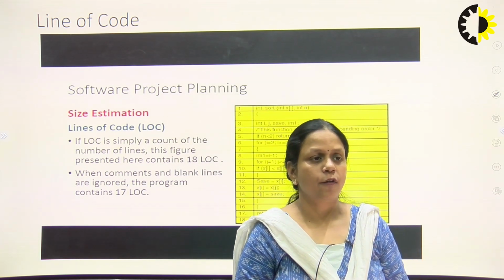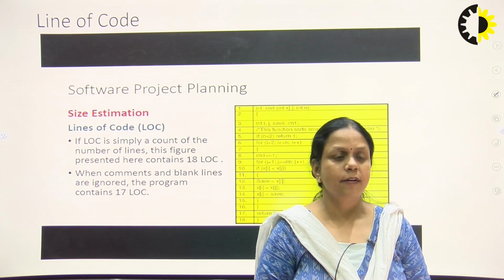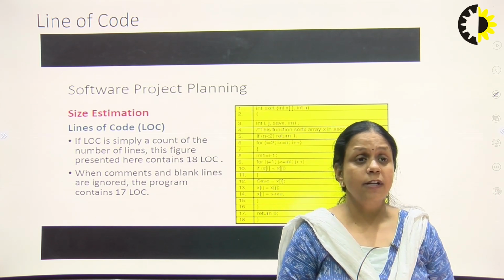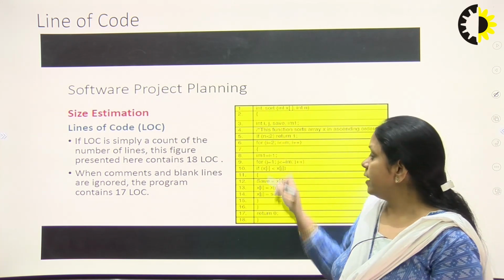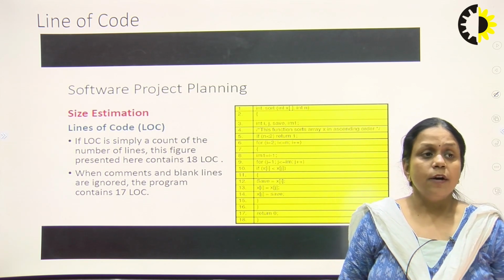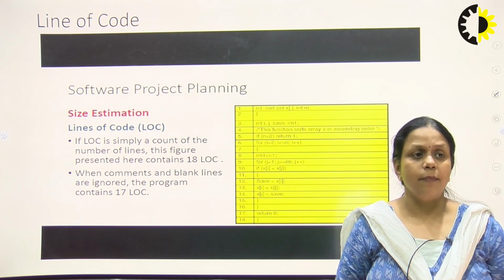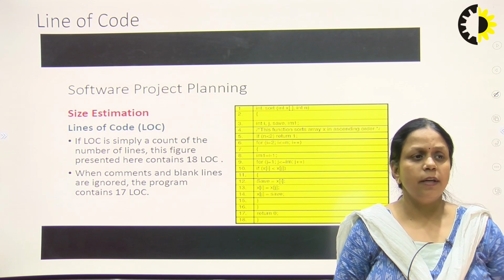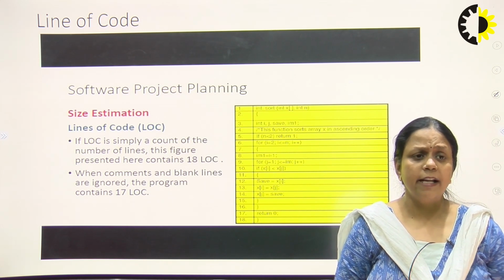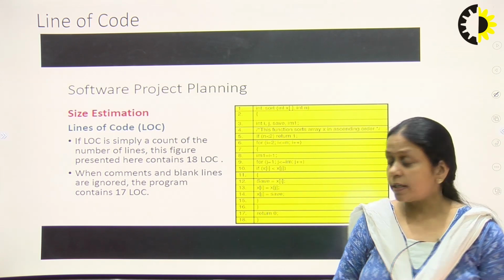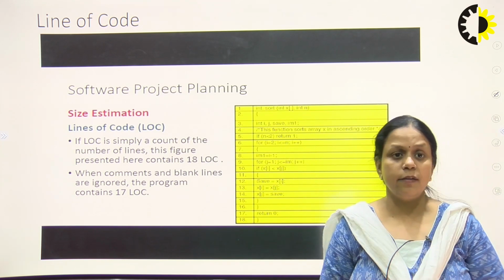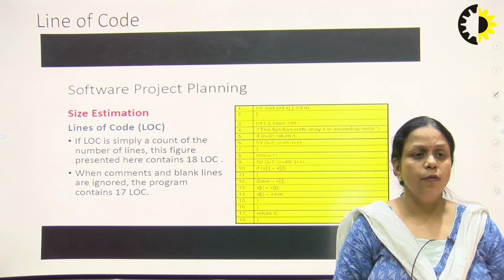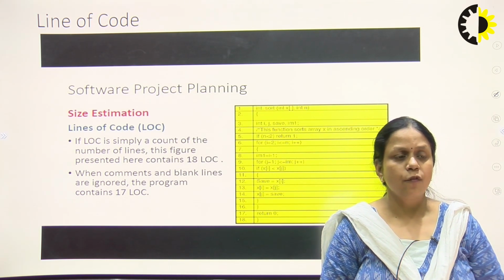Firstly, this is the line of code. What is the meaning of line of code? Line of code means the number of lines in our program or in our software. You can see here we have 18 lines in the program, so now we can estimate the size of the program. In this case, we count only the lines which are not comments. There is one comment in the fourth line, so we can remove this line from the counting. Now we have 17 LOC, or lines of code, in the program.